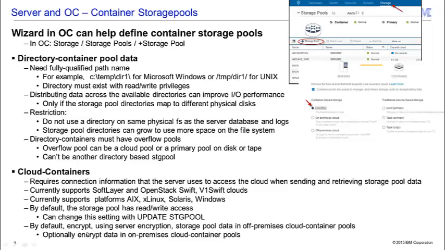Now with the container storage pools, if it is an off-premise cloud, by default we'll turn the server-side encryption on. You can go back and change that if you don't want it on, but by default that will be on. And for an on-premise cloud, you can choose to turn it on if you want, but by default it'll be turned off.